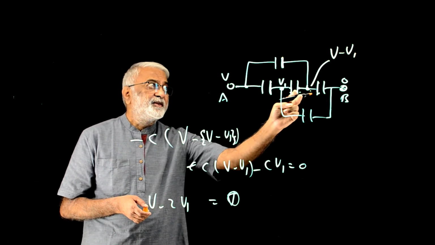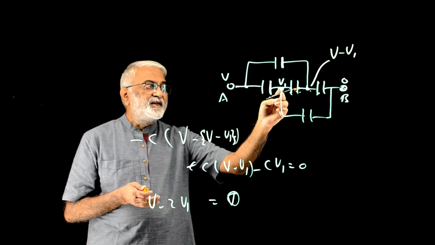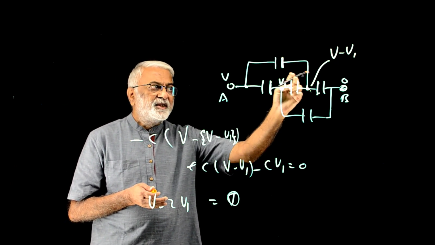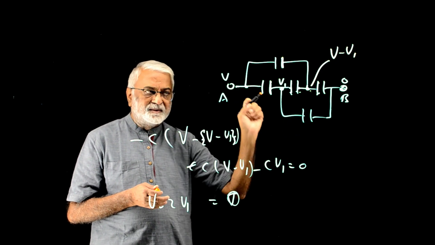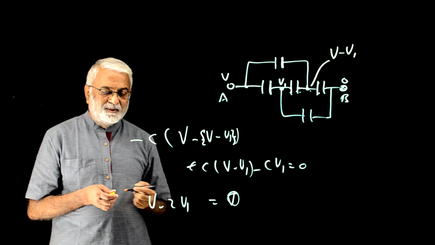If V1 is V by 2, this is V minus V by 2, this is also V by 2. So you can either write the equations or realize that these two are equal potentials. No charge on this capacitor, so forget that, remove that. So that will become a simple series parallel arrangement. Interesting, right?